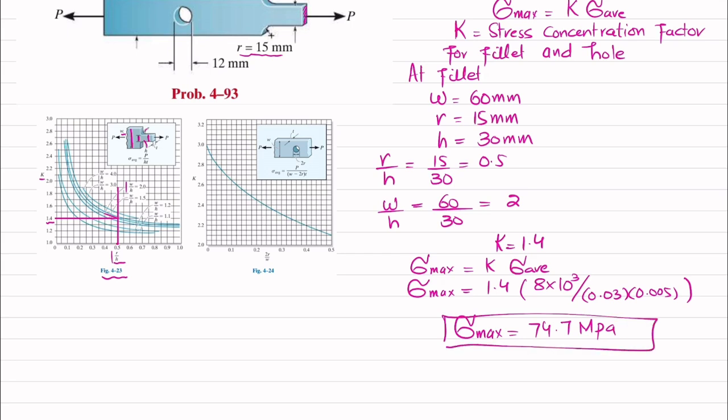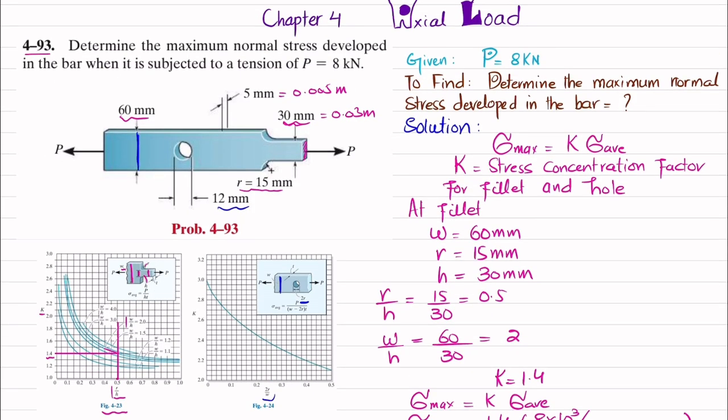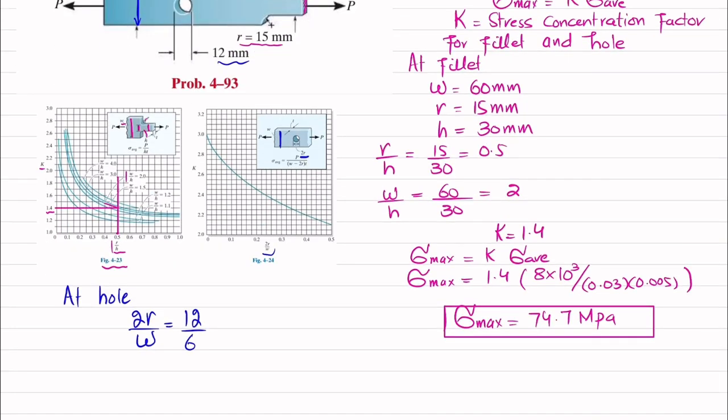Now we will move toward hole, and we will find K for hole. So for hole, we will need 2R by W. So what is 2R and what is W? 2R, you can see this is the hole of diameter 12 millimeter. So 12 divided by W, which is this height of the maximum portion carrying this hole, that is 60. So 12 divided by 60 will give you 0.2.